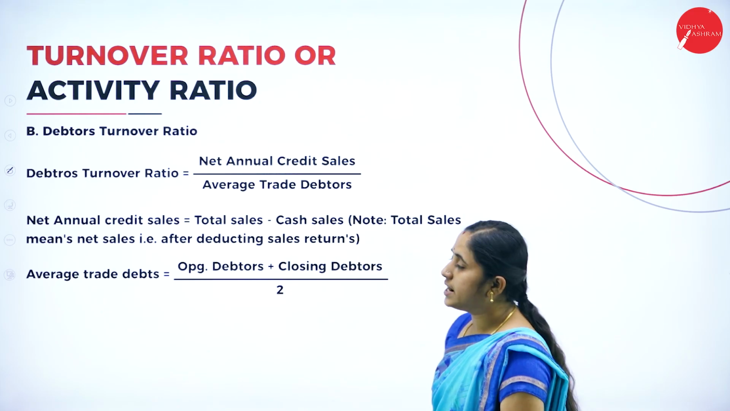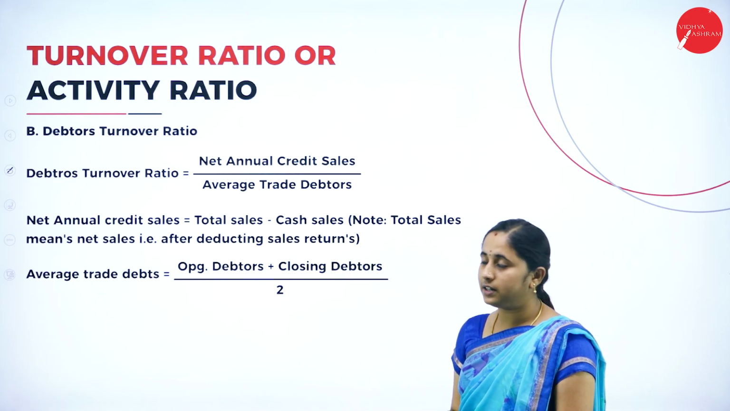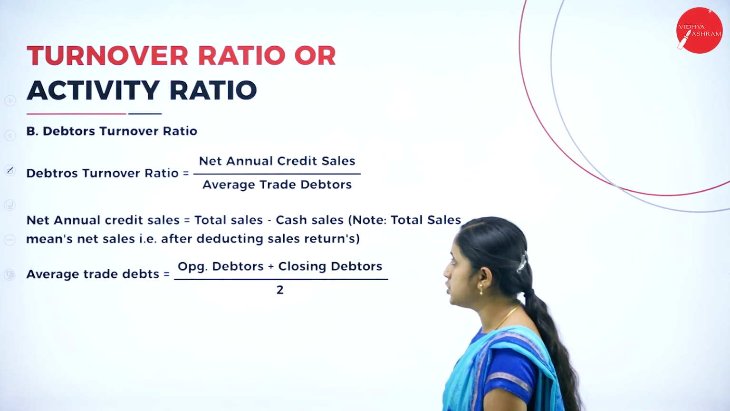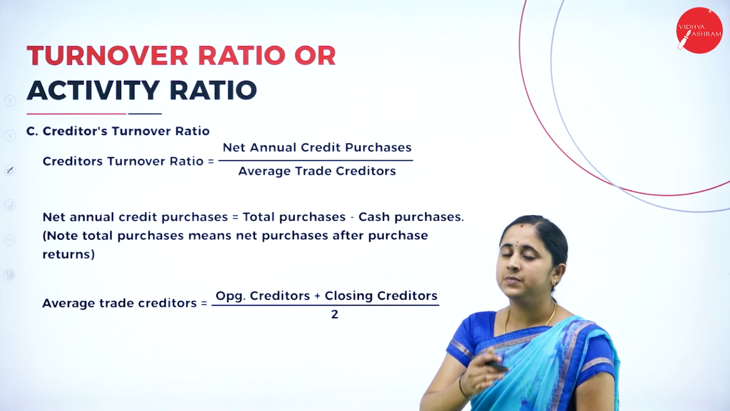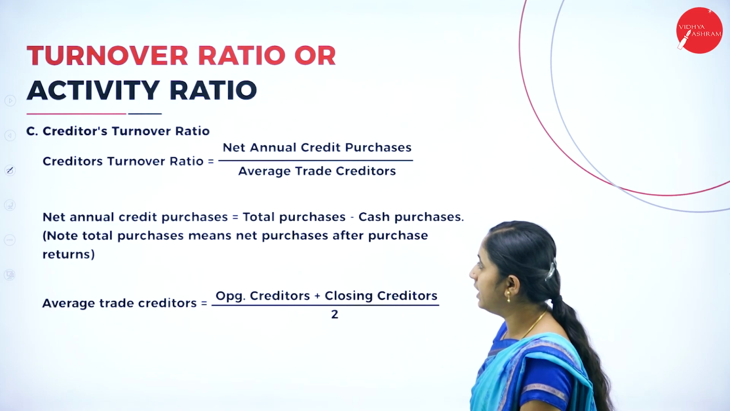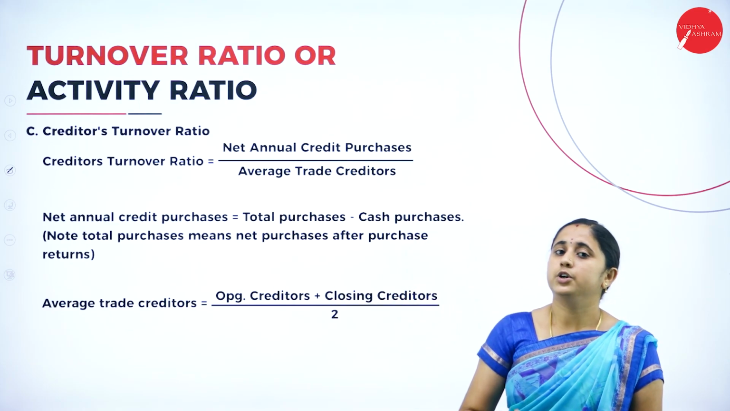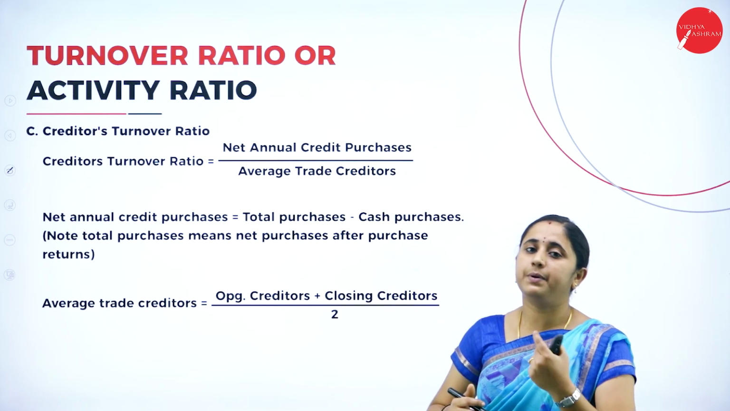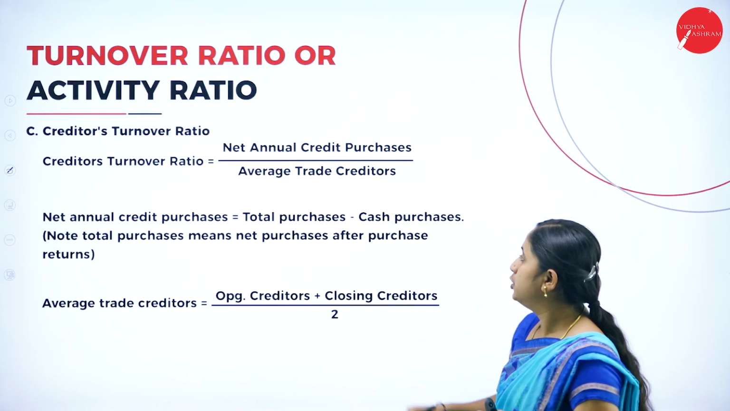This debtors turnover ratio is calculated to know the number of days or months taken to collect the money from debtors. Next, creditors turnover ratio. In the same way, debtors turnover ratio and creditors turnover ratio are similar. Here, the creditors turnover ratio is calculated to know the time taken to pay the money back to the creditors.